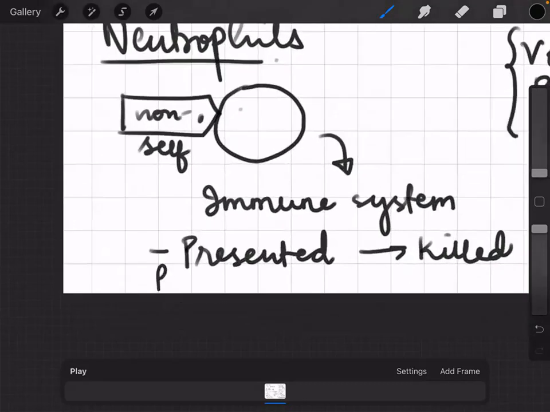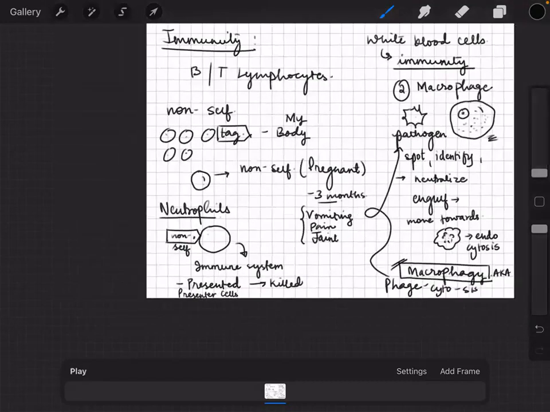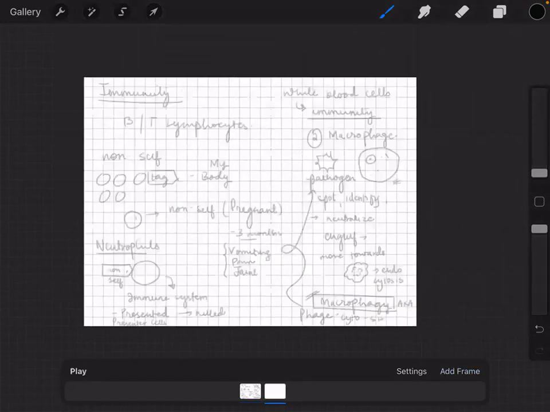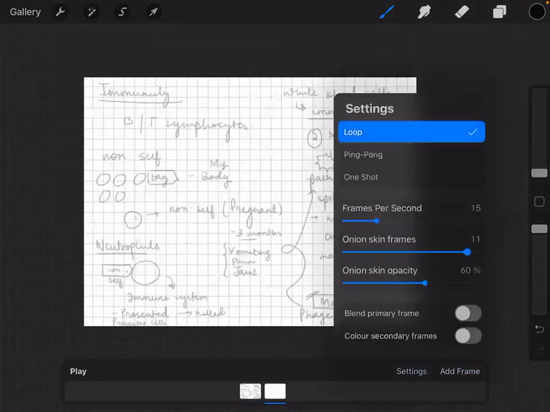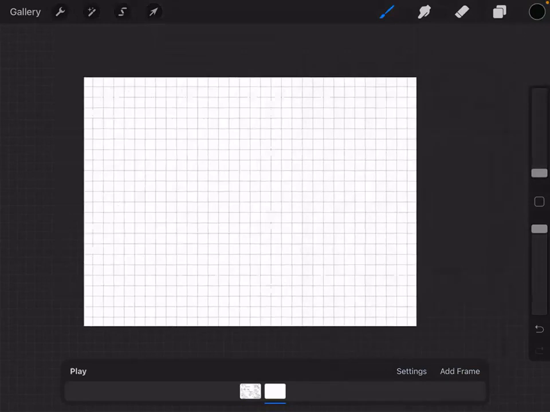So I'm just going to write this over here: presenter cells. So this is like a basic introduction to all these different kinds of cells. I'll take you into the detail of this part as well.